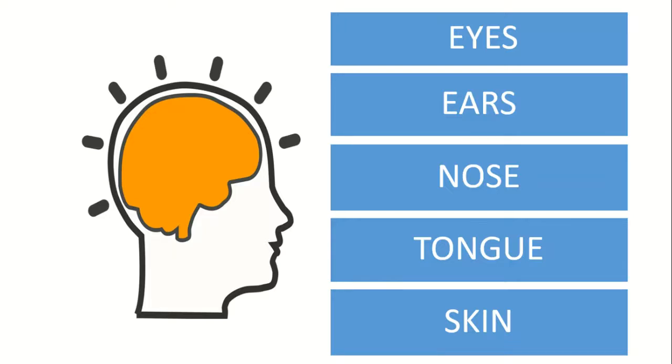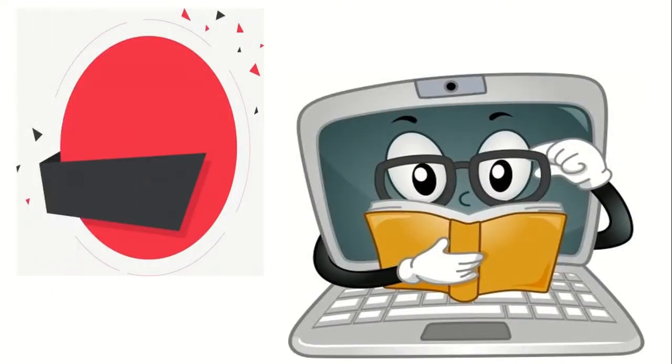And where does it go for processing? It goes inside the brain for the processing. So the same thing happens to the computer also. We put information in via input devices. Now let's read about all the input devices we use in the computer. Let's start.